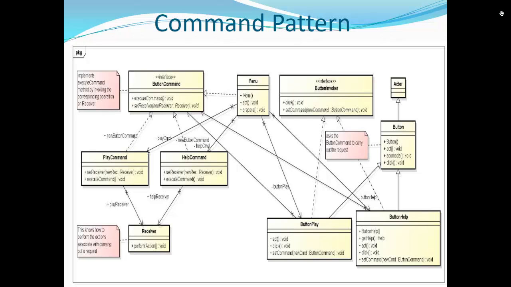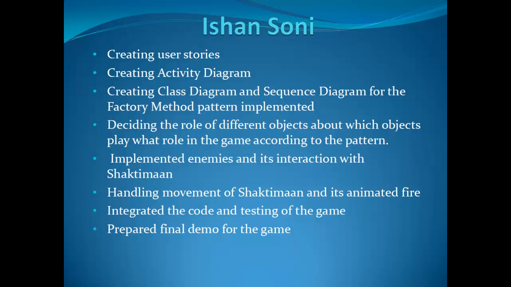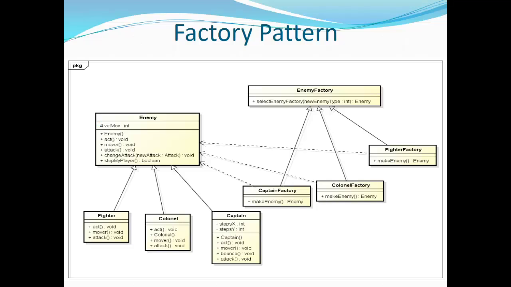Let's go and check the technical details. So here it is. There are three kinds of enemies: the fighter, the colonel and the captain, and hence we have three respective factories for them: the captain factory, the colonel factory and the fighter factory. The fighter factory is responsible for generating only one kind of enemy, that is the fighter enemy, and so is the case with colonel and captain.